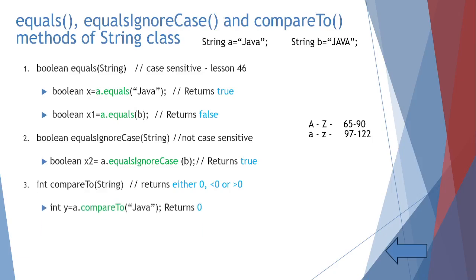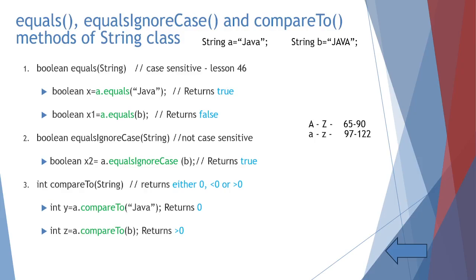Now, int y equals a dot compareTo Java. A has Java. J minus J internally deducts the values. Capital J minus capital J, which is passed as a parameter. Then A minus A, 0. V minus V, 0. A minus A, 0. It returns 0. If it returns 0, as a programmer, we must understand both the strings are the same, because the compareTo method is written in such a way.